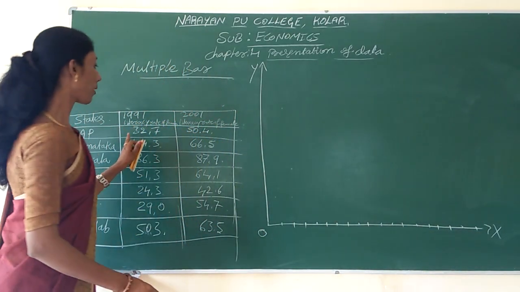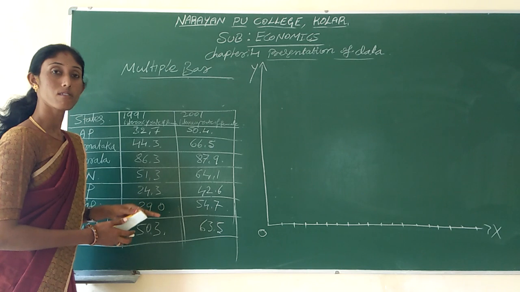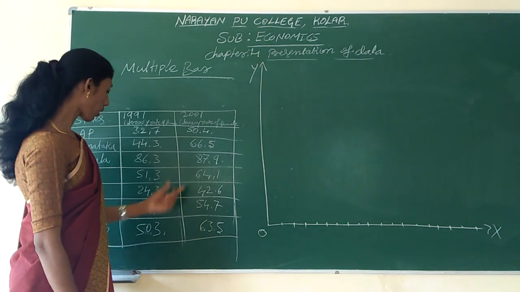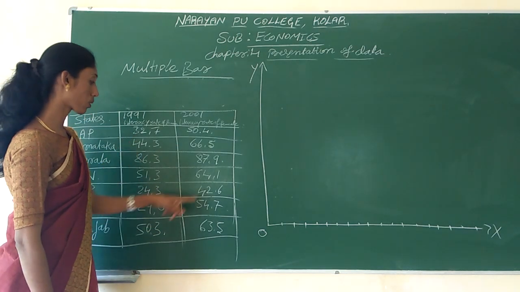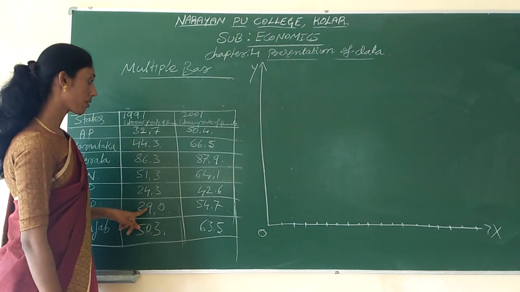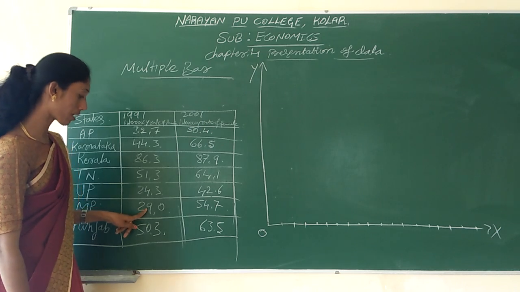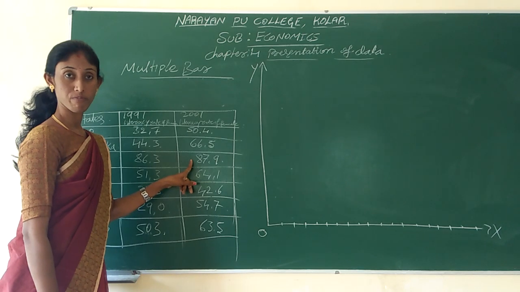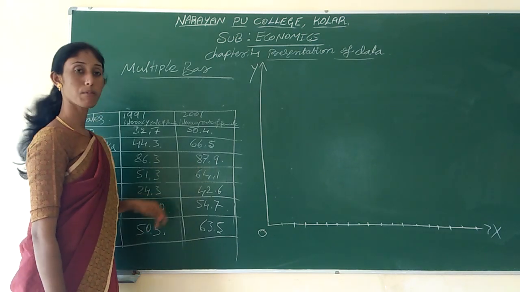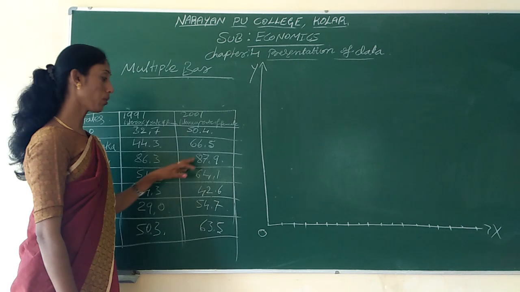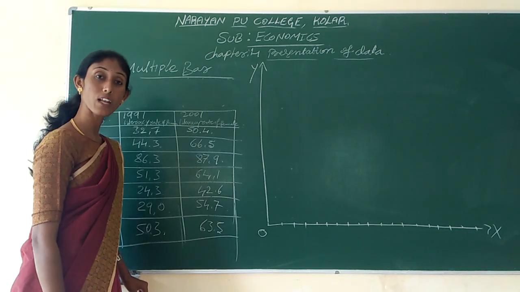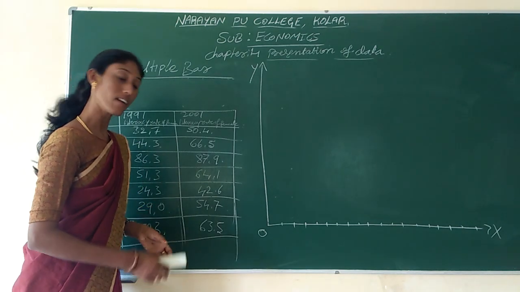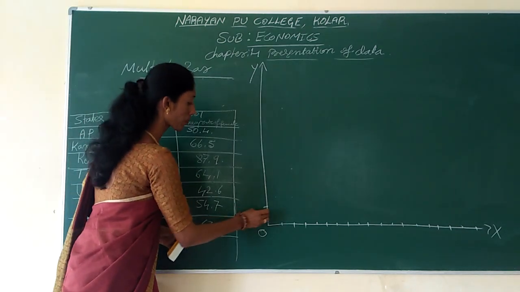Now here, by observing this formula, we need to decide what class interval we need to take. The lowest value in this chart is the minimum, 29%, and the maximum literacy rate is 87. So minimum to maximum is 29 to 87. Then we can take the class interval as 10 for clear representation, right? Take 10 as the class interval.